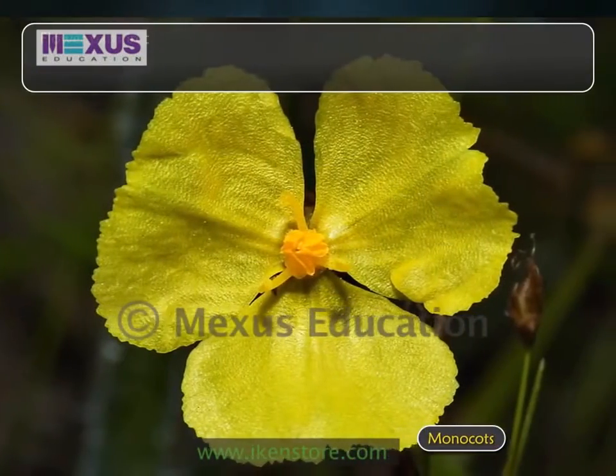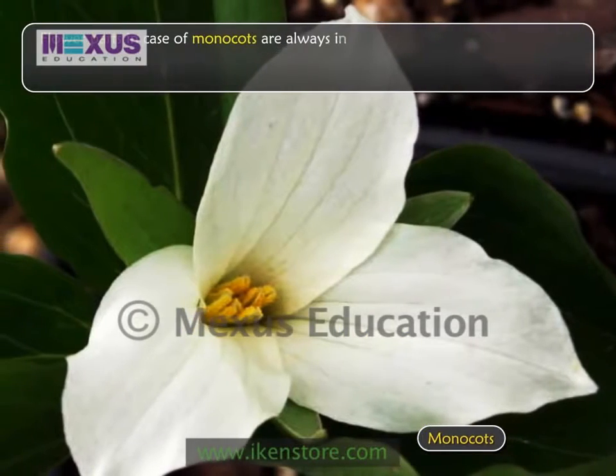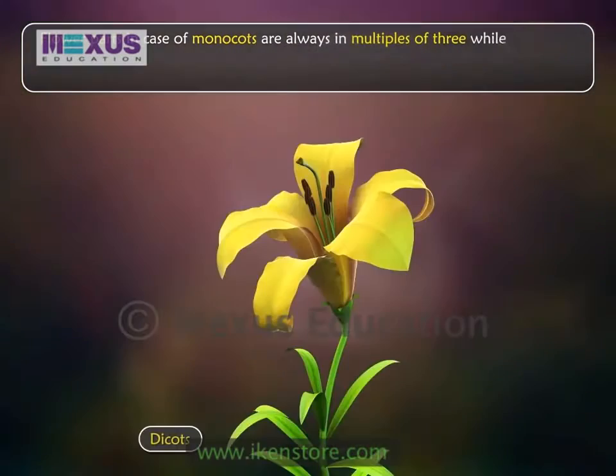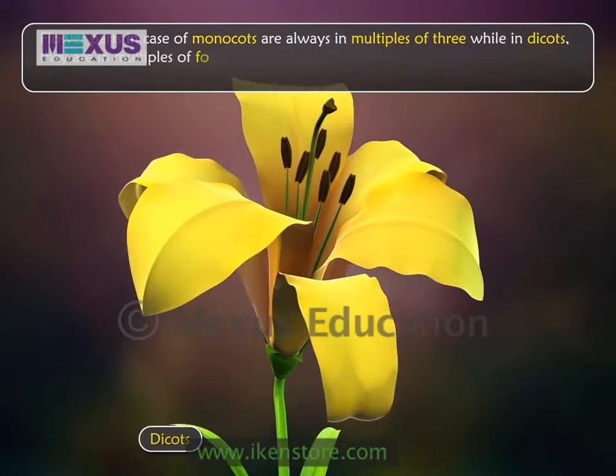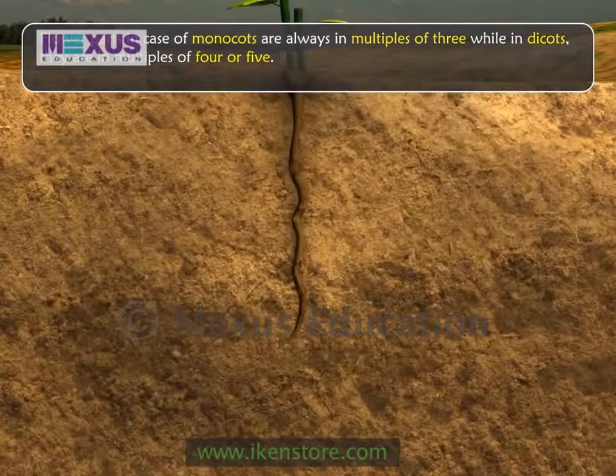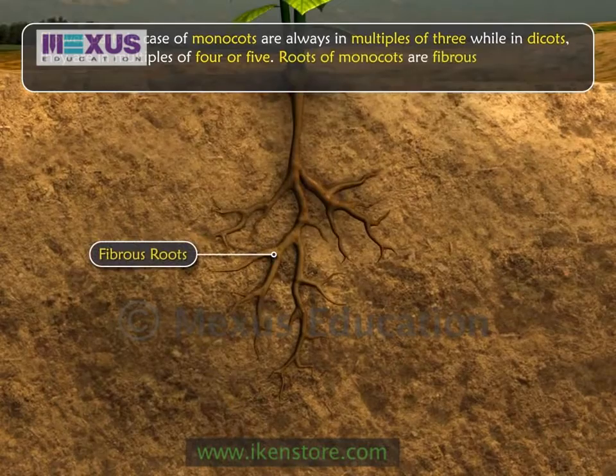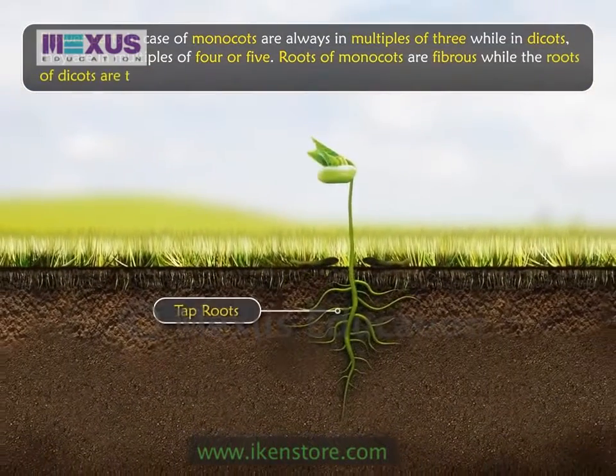Flower parts in the case of monocots are always in multiples of 3, while in dicots they are in multiples of 4 or 5. Roots of monocots are fibrous, while the roots of dicots are tap roots.